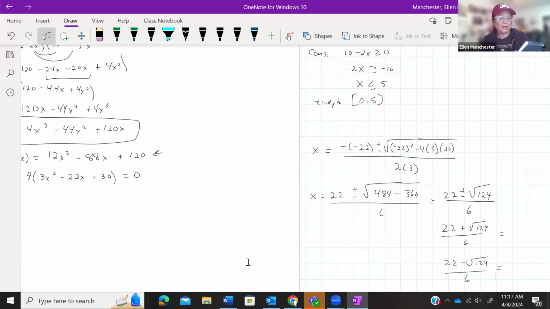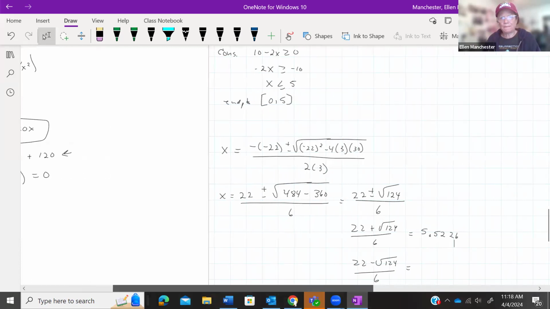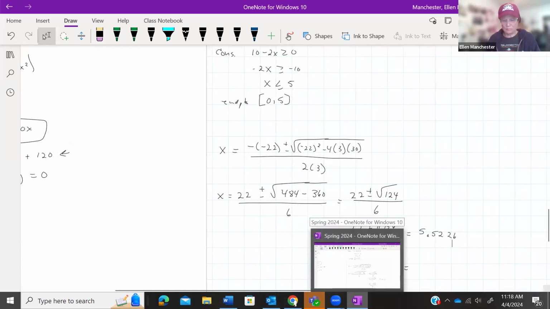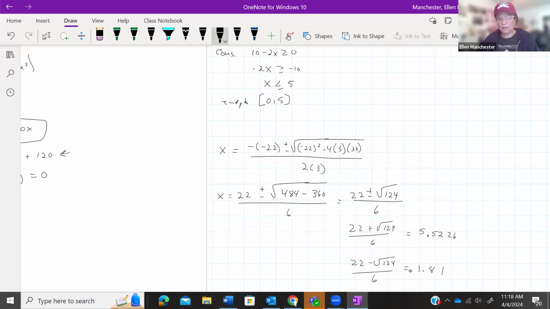So 22 plus square root of 124 equals, and then divided by 6. So always get that answer on top first. And I'll just round it to 4 places. And then 22 minus the square root of 124 divided by 6 is 1.8107.